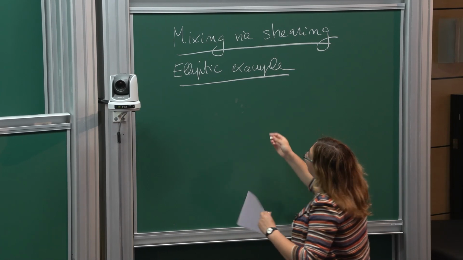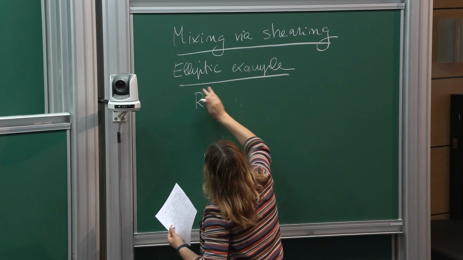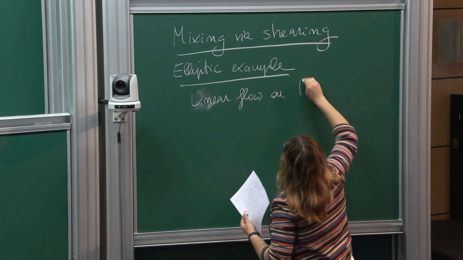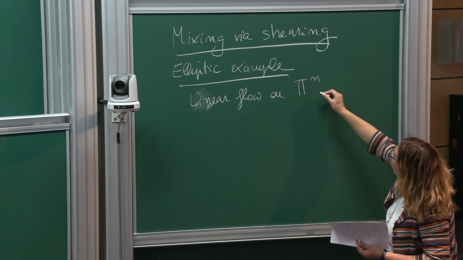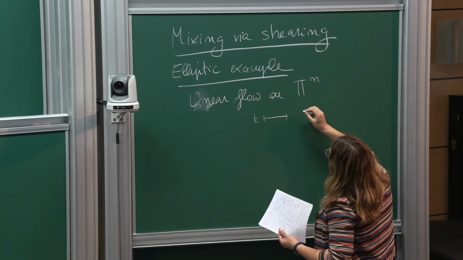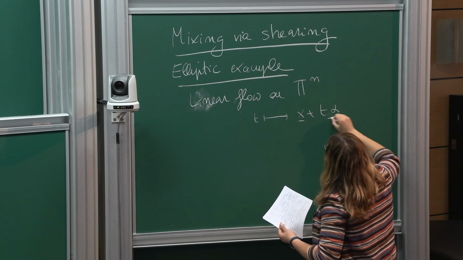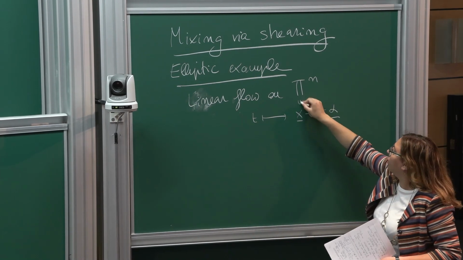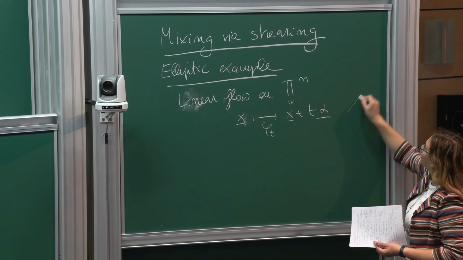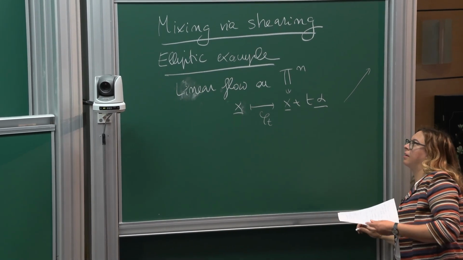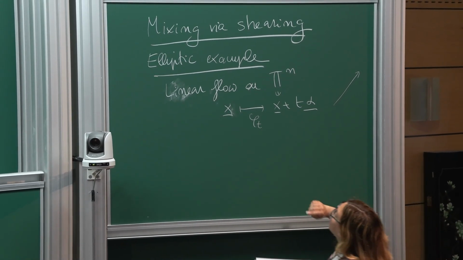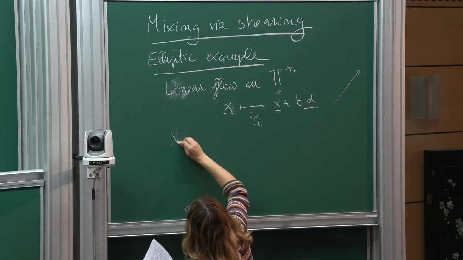So let me say, take the following example. Let me take a linear flow on the T^n, the n-dimensional torus. So this is something like t maps x to x plus t alpha, where I add some irrational vector, so I'm assuming it's irrational, so that the flow is equidistributed. And this is another example one can show easily is not mixing.